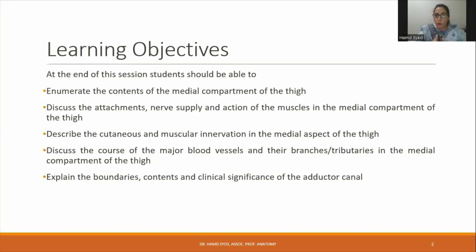We'll be talking about the cutaneous and muscular innervation in the medial aspect of the thigh and discussing the course of the major blood vessels and their branches. And we shall also talk about the boundaries, contents, and clinical significance of the adductor canal.